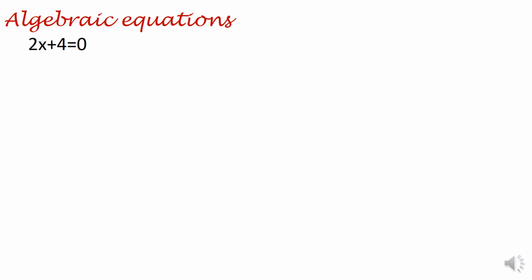We have learnt about algebraic equations in the past, isn't it? Algebraic equations are of this form. For example, 2x plus 4 is equal to 0 where x is a variable. We can find the value of x as minus 2.